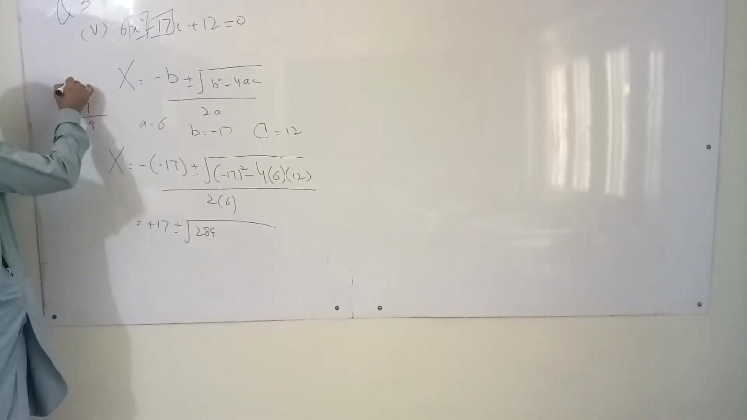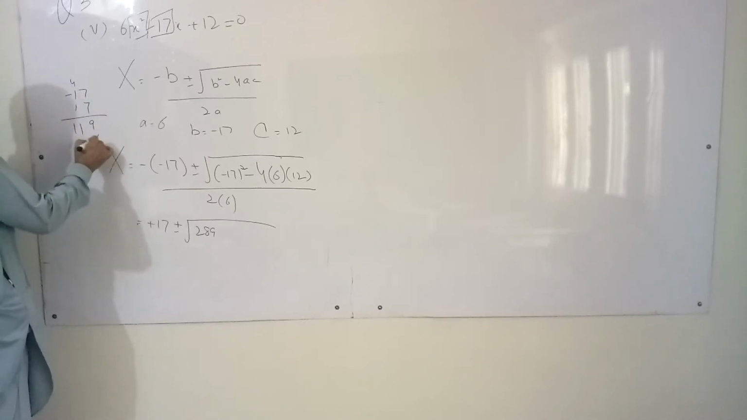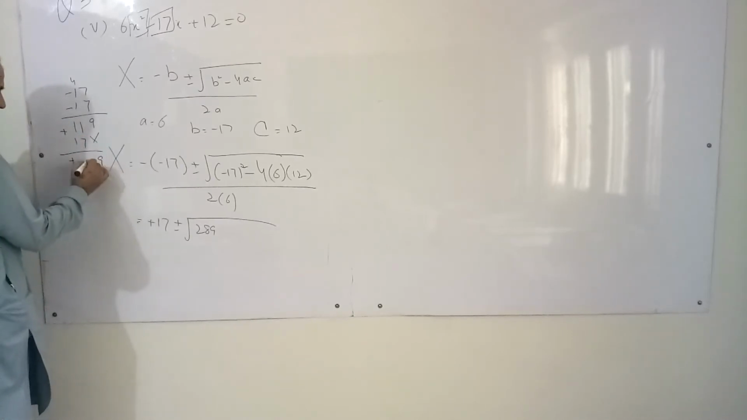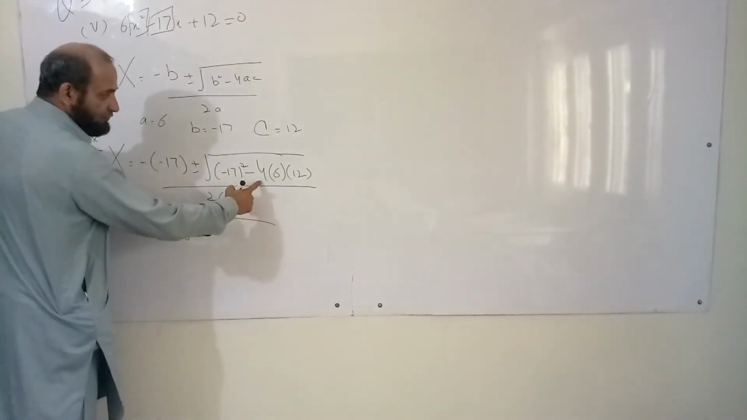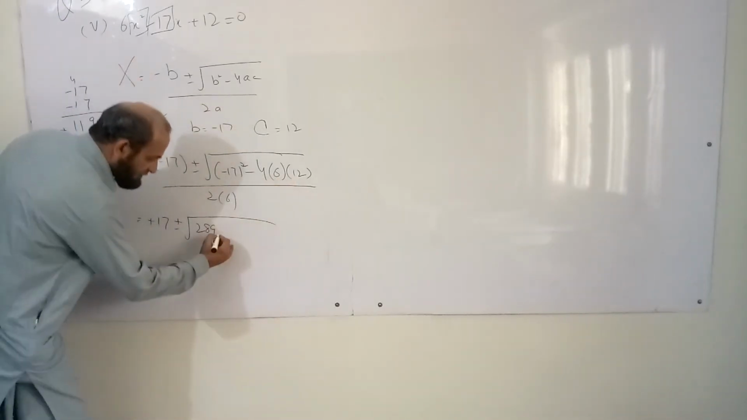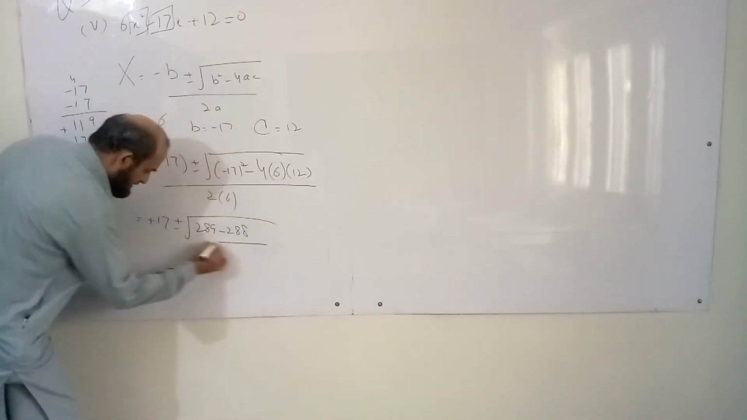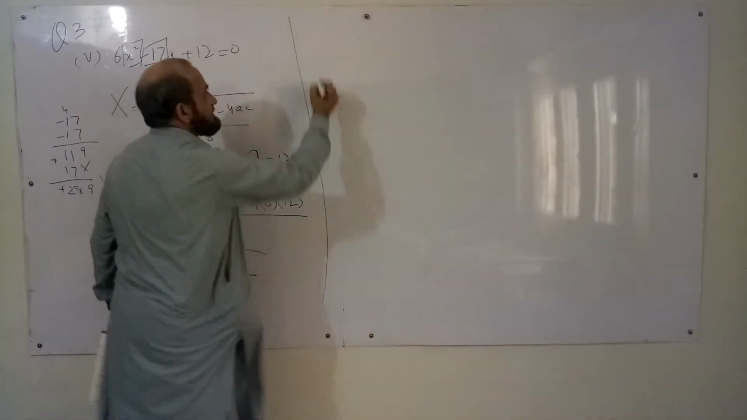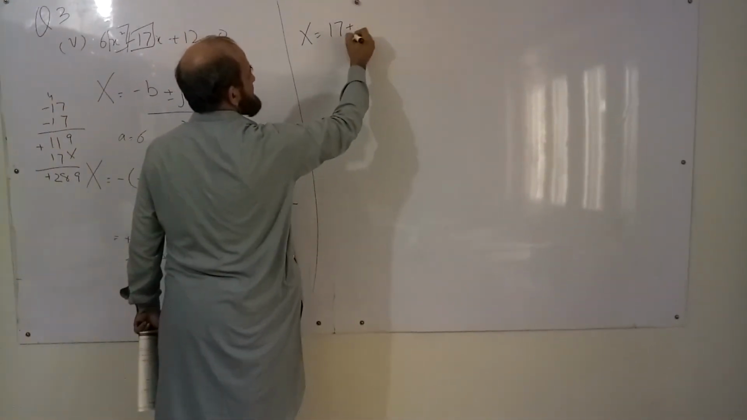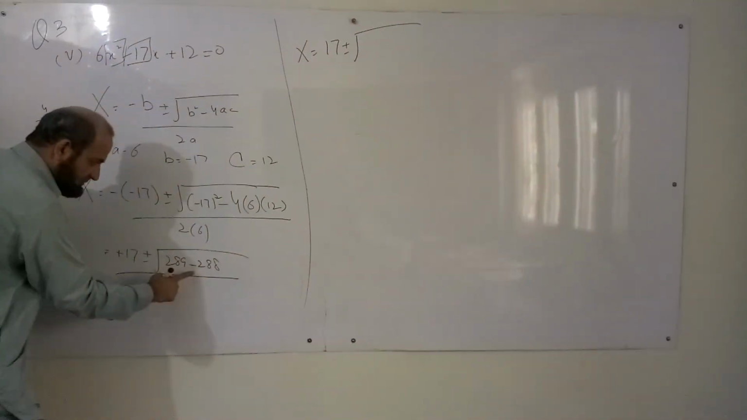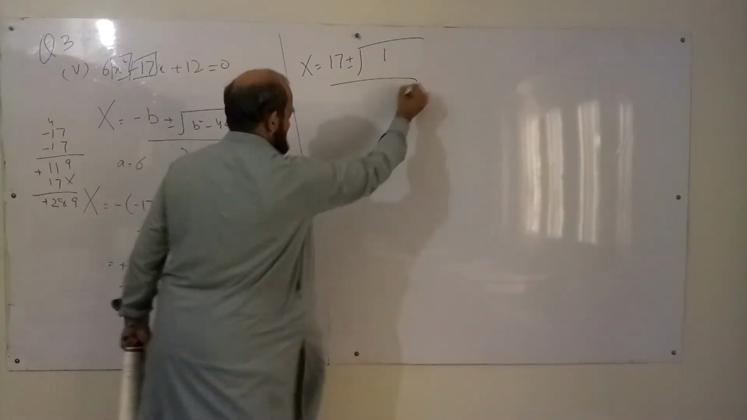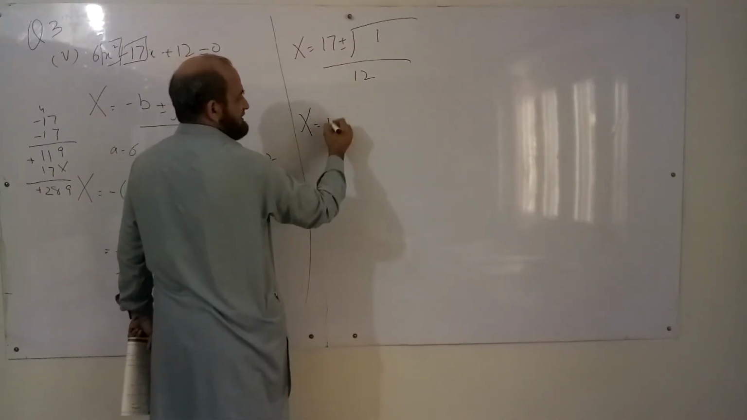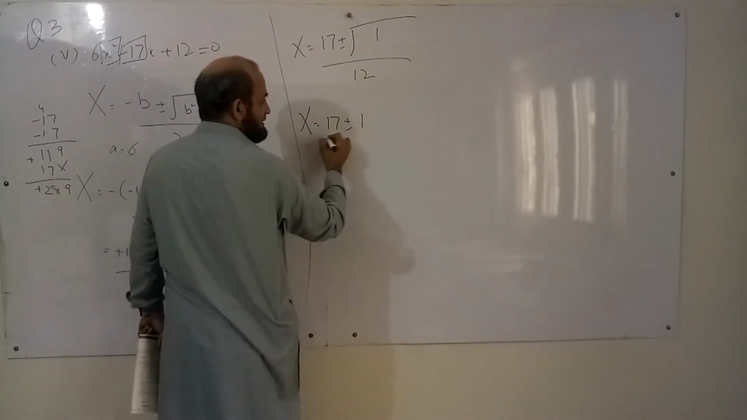7 into 7 is 49, 7 and 1 is 11, minus and minus give you plus, so 289. 4 into 6 is 24, 24 into 12 gives you 288, divided by 12. Now x is equal to 17 plus minus the square root of 289 minus 288, which gives you 1, divided by 12. x is equal to 17 plus minus the root of 1, which is 1, divided by 12.